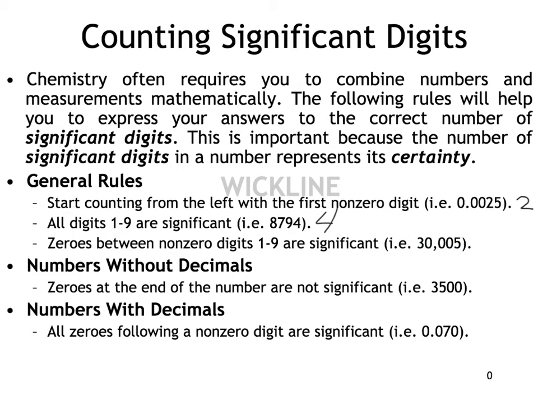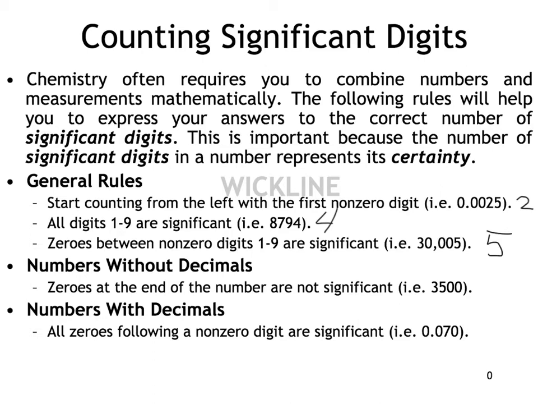So we'll still start counting from the left with the first non-zero digit. In this case, it's the 3. It's the very first digit. And we count all those zeros because they're in between a 3 and a 5, which are called non-zero digits. And then we, of course, count the 5 because it's digit 1 through 9. So that means that if you start here, it's 1, 2, 3, 4, and 5. That is 5 significant digits in that number.